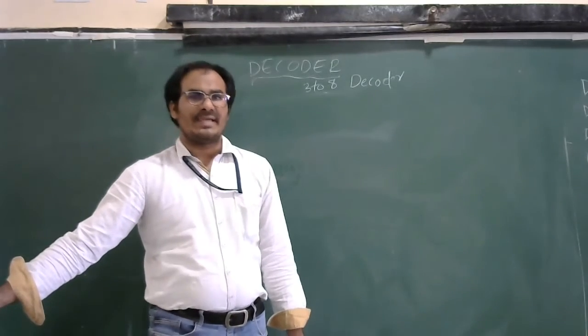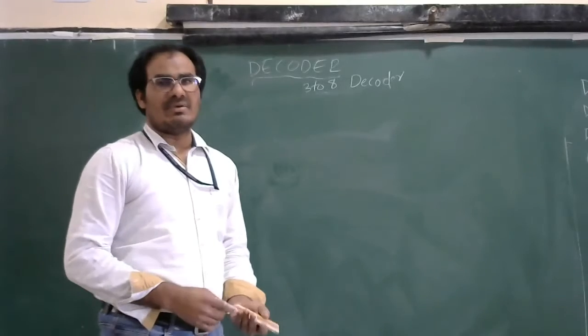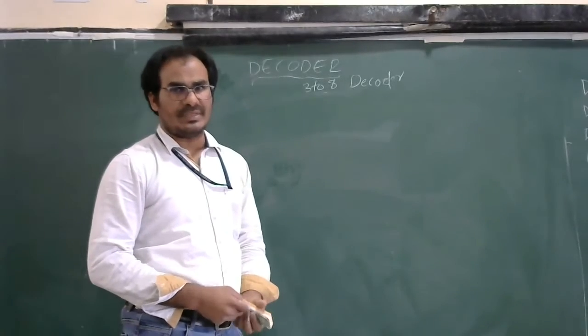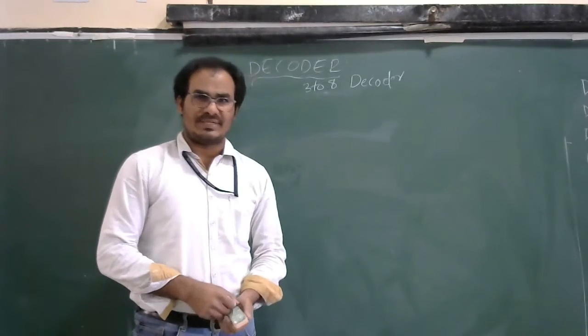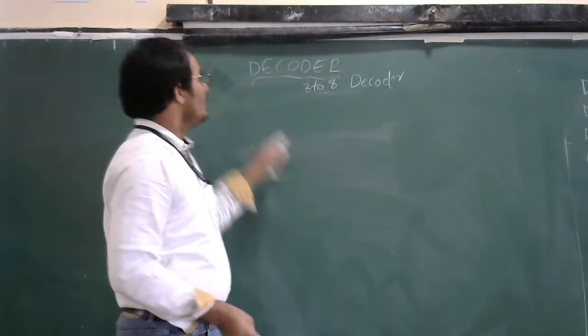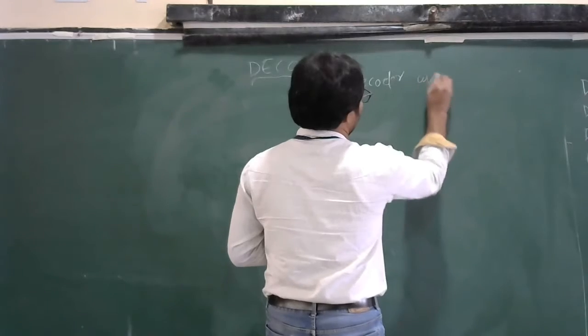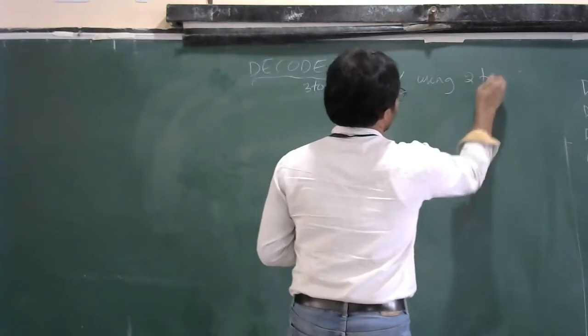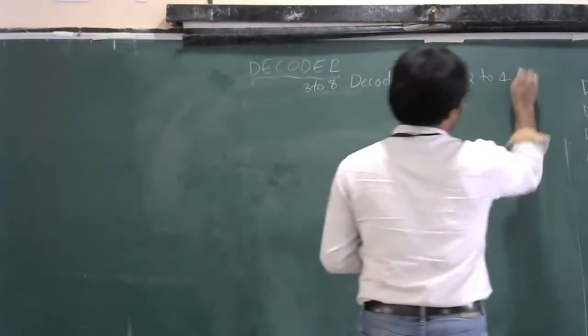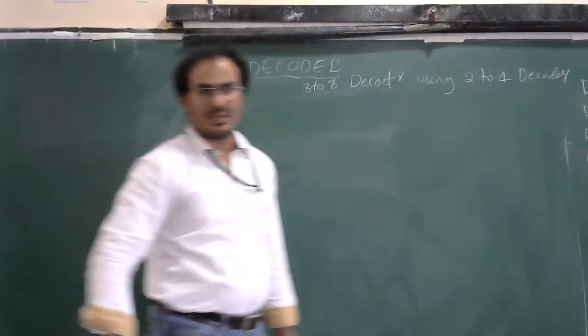So we have been learning about the decoders. In our previous classes, we have learned how to design a 2 to 4 decoder and also a 3 to 8 decoder individually using the logic gates. Now we design a 3 to 8 decoder using 2 to 4 decoders.